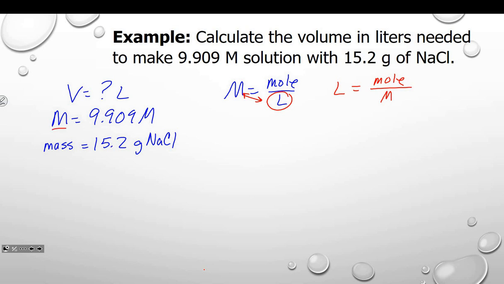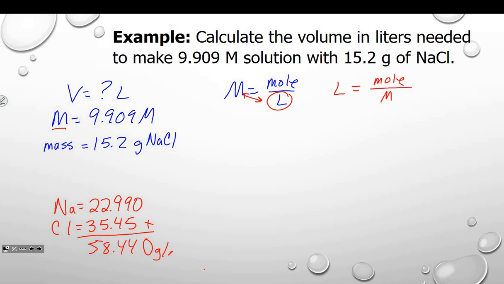Well, I have molarity, but I don't have moles. So I've got to figure out moles. Back to what we did at first. Sodium, 22 point, what is it? Somebody grab it. It's on the left-hand side. 990. Okay, and we have one of them. And chlorine, I've got memorized, 35.45. And if we did another one, it would be three, but that's okay. Add them together. Should be 58 point something. 58.44 grams per mole.